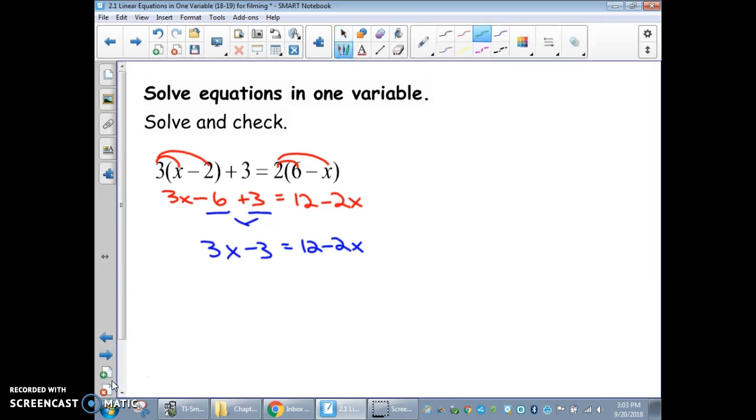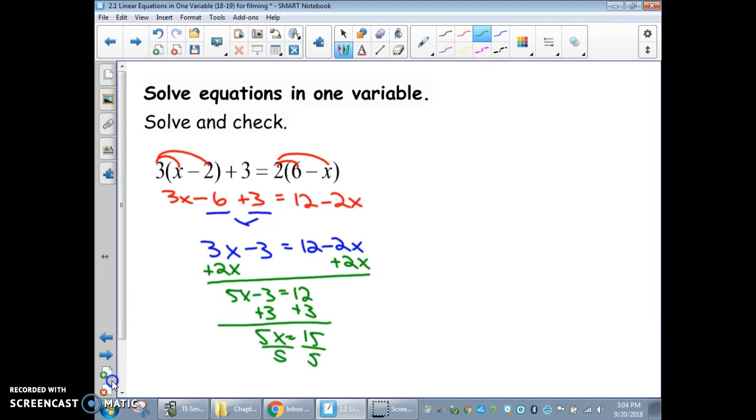In doing so, you want to get the variables to one side, so adding 2x, you have 5x minus 3 equals 12. Getting the constants to the opposite side, so adding 3, 5x equals 15, and then dividing by 5, x turns out to be 3.